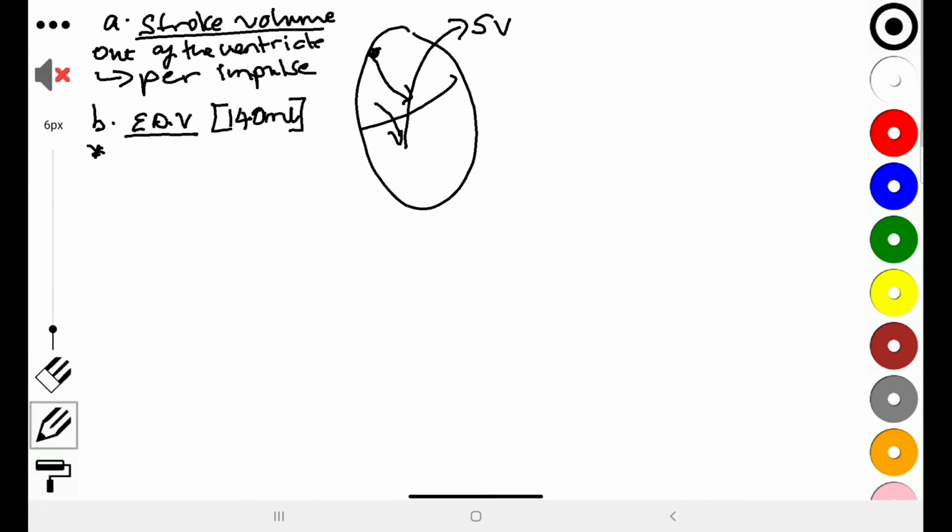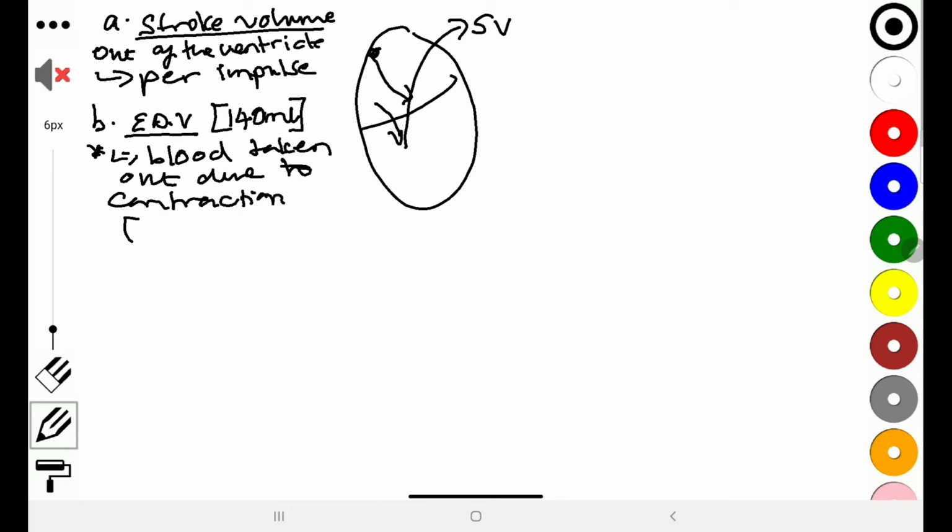And then we see that the ventricles start to contract. So the ventricles will start to contract, and then we have our aortic valve open. And what happens when the aortic valve opens? We have blood being taken out. So out of this end diastolic volume, this is where you have blood taken out due to contraction. And why is there contraction? It's ultimately because of the impulse.